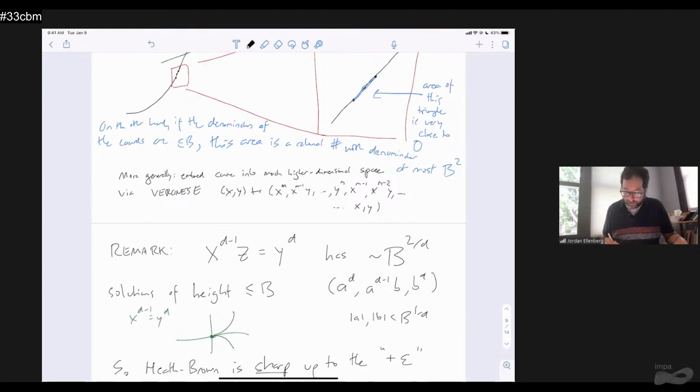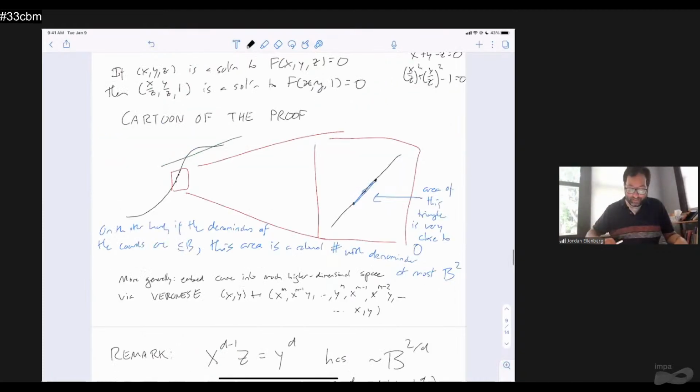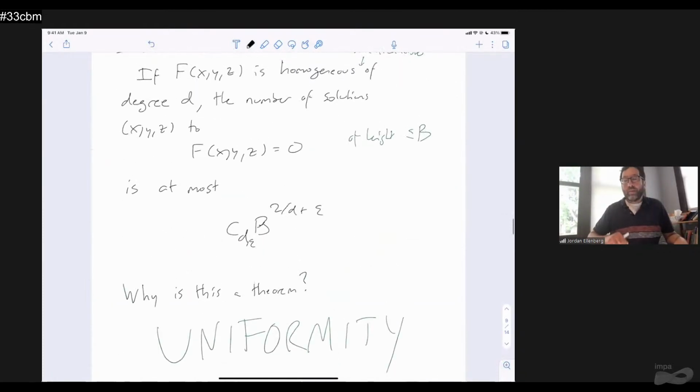Okay, so how many choices do I get? A and b are each up to B to the 1 over d. So I guess in all there are capital B to the 2 over d choices, which give you many, many solutions to this equation. Well, you'll remember that that is the exact bound that appears in Heath-Brown.